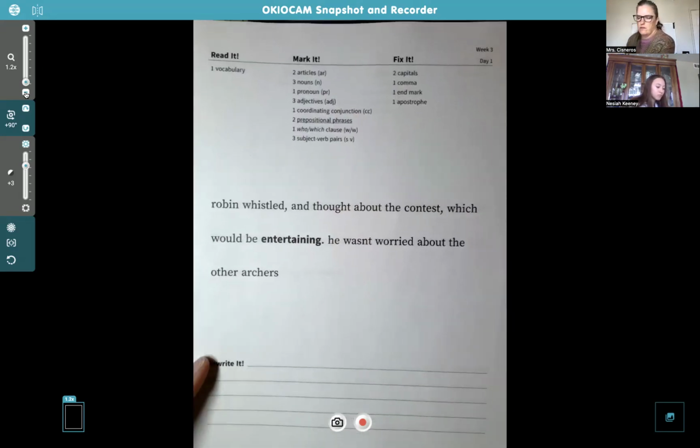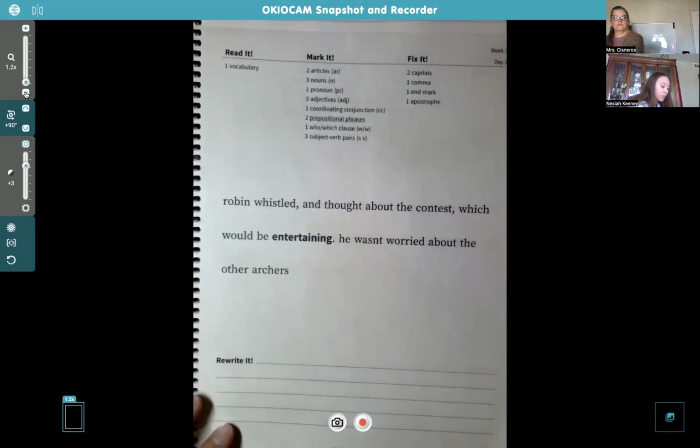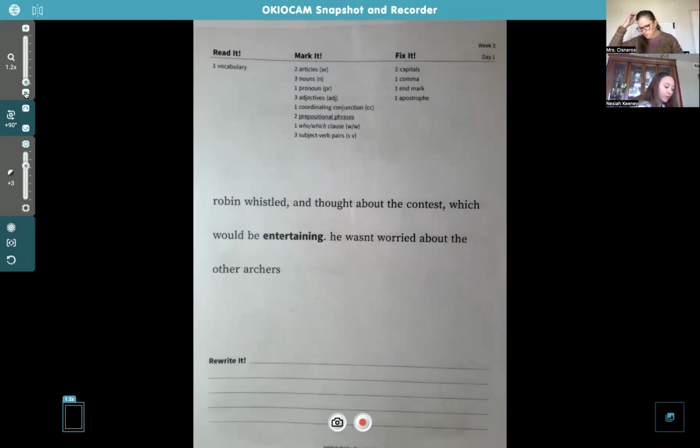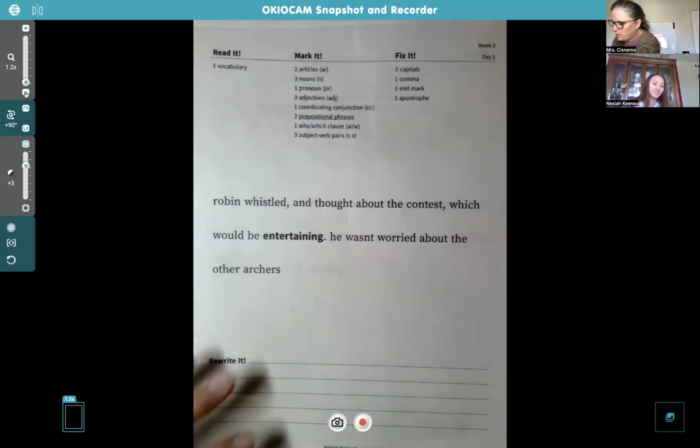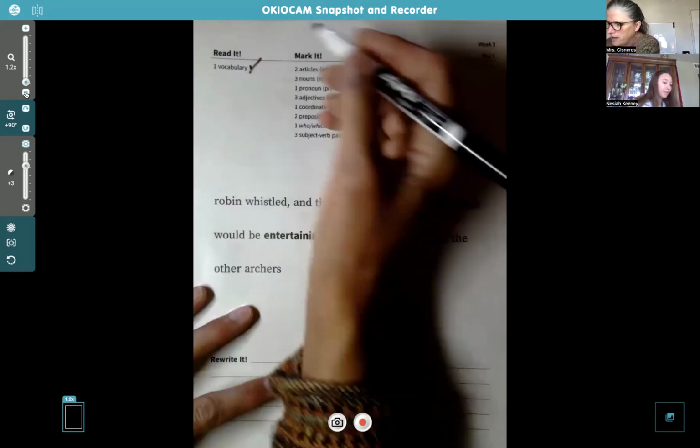When you're ready, read that sentence on 15. Robin whistled and thought about the contest, which would be entertaining. He wasn't worried about the other archers. Nice. Okay. And entertaining is your vocabulary word. How would you explain that? What does entertaining mean? It entertains you. It's hard not to use the word entertain when you're explaining it. It keeps you busy. Oh, there you go. That's a good one. Keeps you busy, keeps you amused, maybe. Yeah. Good. All right, check that.